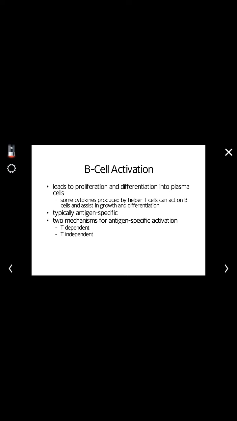B cell activation is typically antigen specific, so the antigen obviously has to bind to the antibody, and an antigen-antibody complex has to form for B cells to be activated. Or there can be T dependent activation, where a T cell comes in and activates a B cell with cytokines. So T dependent would be with two cells activating the B cell with cytokines. T independent would just be where the antigen comes in and binds to the antibody.